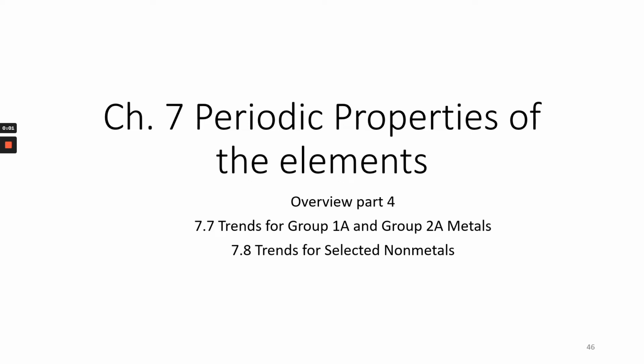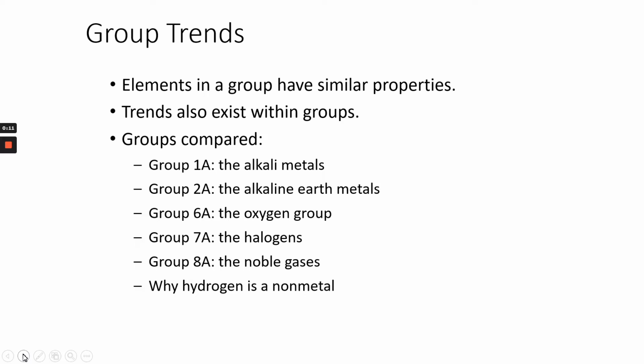Hi, welcome to Chapter 7, Part 4, where we're going to talk about trends within a couple of groups and some nonmetals. So group trends. Elements in a group have similar properties, and there are also trends within the group. Some of the groups we're going to look at are the alkali metals, which is the group 1A metals, the first column on the left of the periodic table, the alkaline earth metals, which is the column right next to it, the oxygen group, the halogen group, the noble gases, and why hydrogen is a nonmetal.